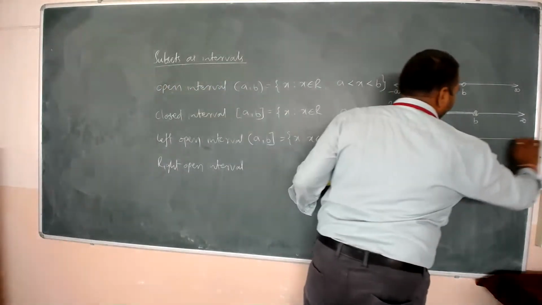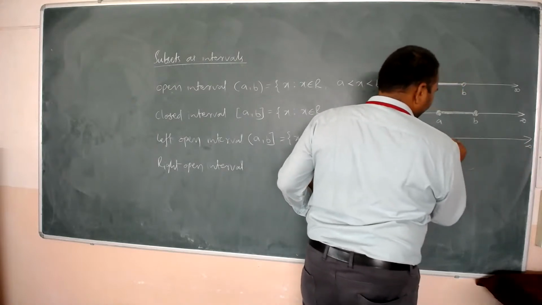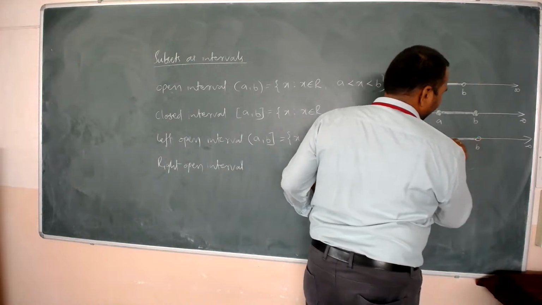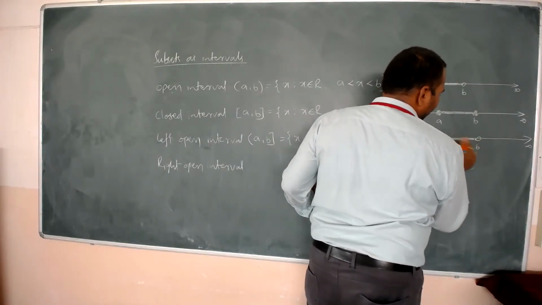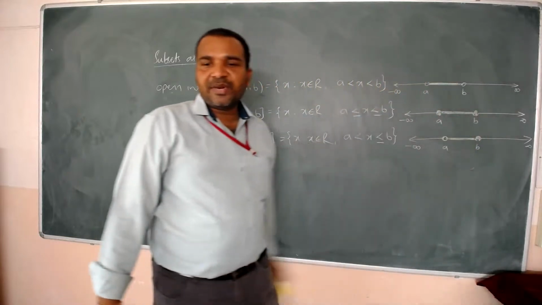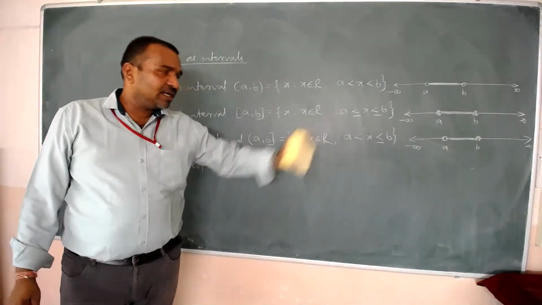On the number line, we can write it like this. Minus infinity, plus infinity, a, b. These are the in-between values. Here left open means keep the dot open, and right closed means we have to close the dot like this. This is the representation of a left open, right closed interval on the number line.